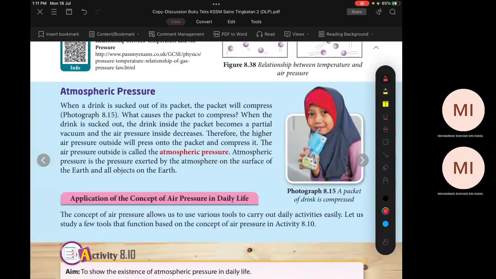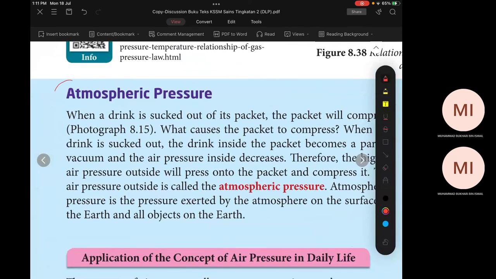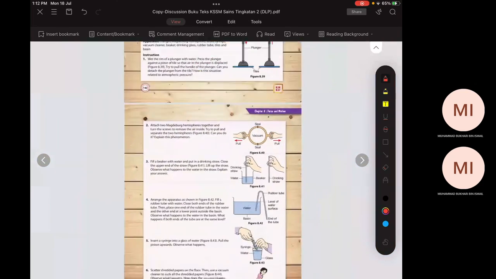The next one is atmospheric pressure. Okay, look at this topic. What is the difference between gas pressure and atmospheric pressure? Is there any difference? When we say gas pressure, it is related to a closed container. But when we talk about atmospheric pressure, you know what the atmosphere is? The air of our surrounding, right? So it is not about a closed container. But the atmospheric pressure depends on what? Everybody knows. Depends on altitude. At sea level, the pressure is very high.